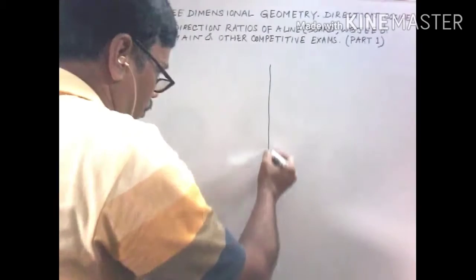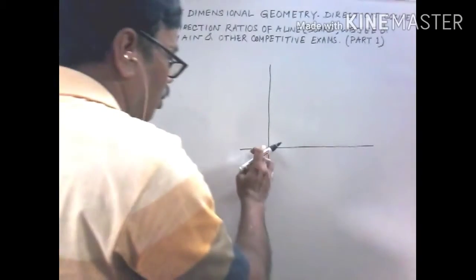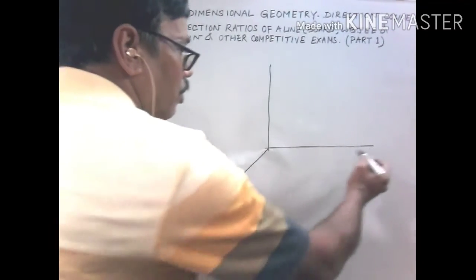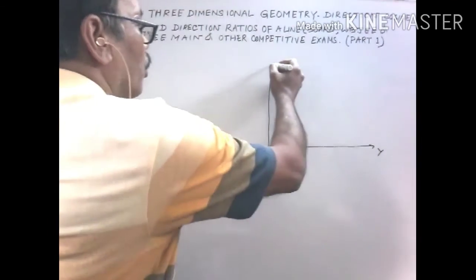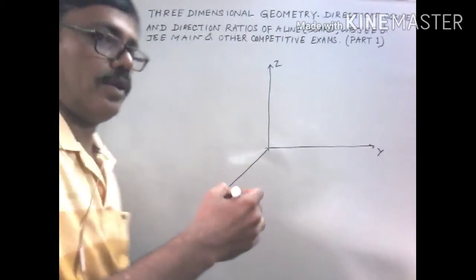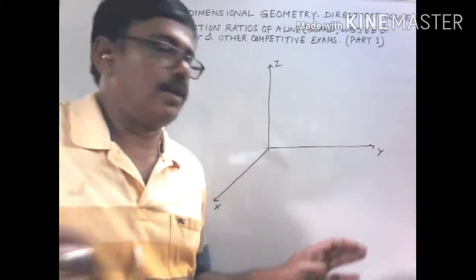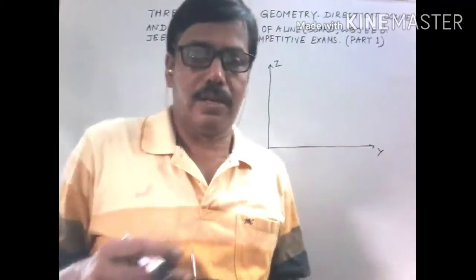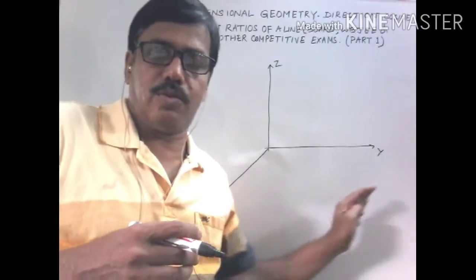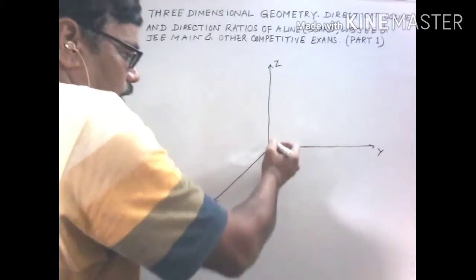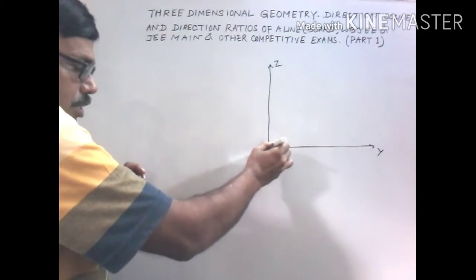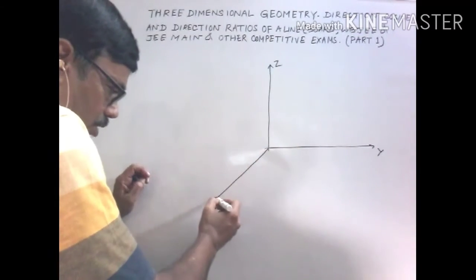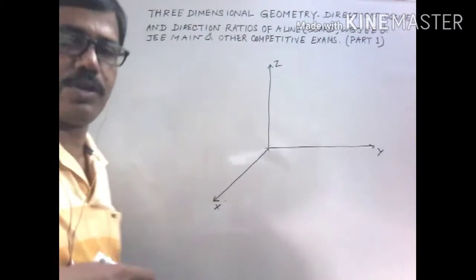So, basic concept. OX, OY, OZ are, as in class 11, three mutually perpendicular straight lines in space. It is not possible to draw them perpendicular in these directions on paper, so that is why we are taking this as OX.